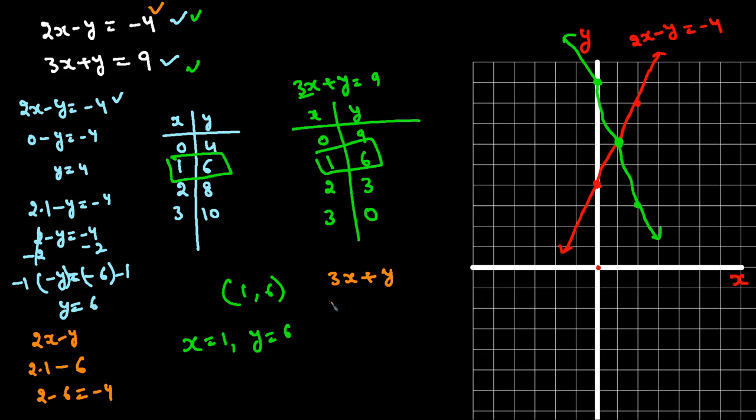So plug in x is equal to 1, 3 times 1, and y is equal to 6. So 3 plus 6 is equal to 9, and that's what it is. So that means these points are the solution. Okay, so that's how you can find the solution by using a graph. Now, believe me, when you join those points, they are straight lines if you use a ruler.